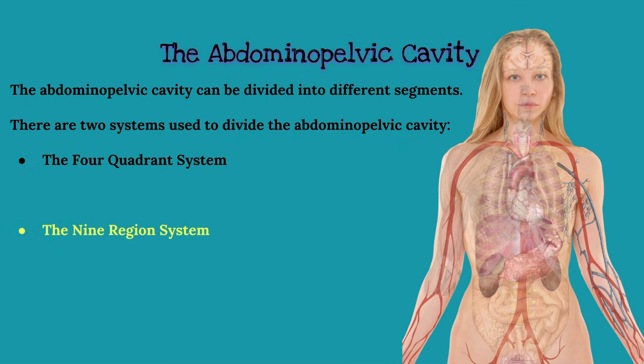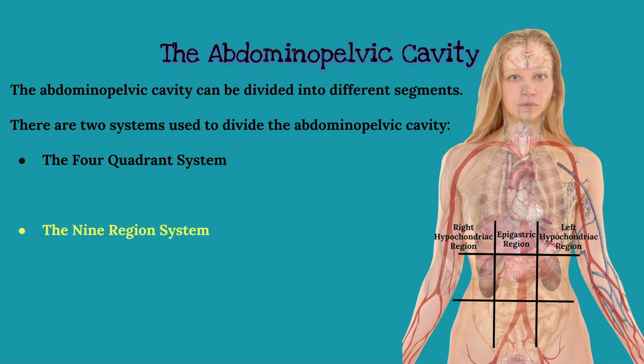The 9-region system uses 4 lines, and to achieve this system, we draw 2 parasagittal lines, then 2 lines along the transverse planes. The left and right superior regions are called the hypochondriac regions. They're named this because they're located right below the cartilage of the ribs. Hypo meaning below, chondro meaning cartilage. The region between those two is called the epigastric region.